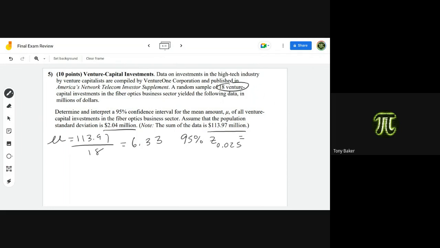Now, I want to show you something that I don't think anybody actually realized. The t-table I gave you.